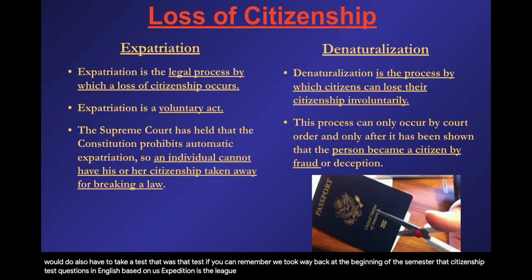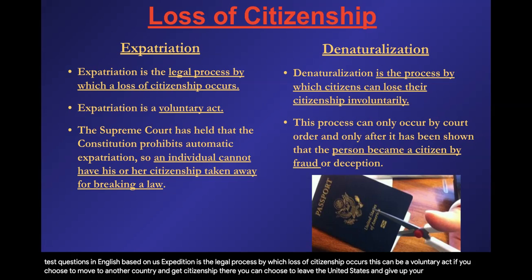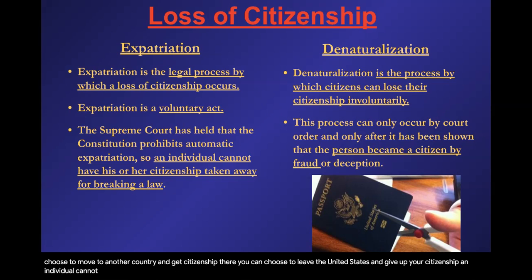Expatriation is the legal process by which loss of citizenship occurs. This can be a voluntary act. If you choose to move to another country and get citizenship there, you can choose to leave the United States and give up your citizenship. An individual cannot have their citizenship taken away for breaking a law, though.